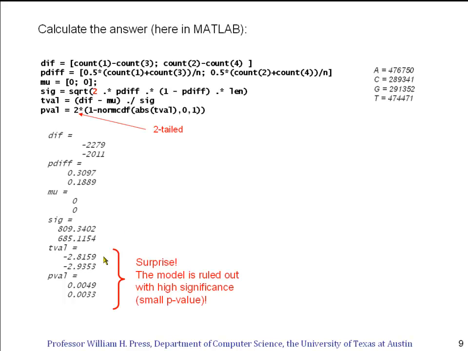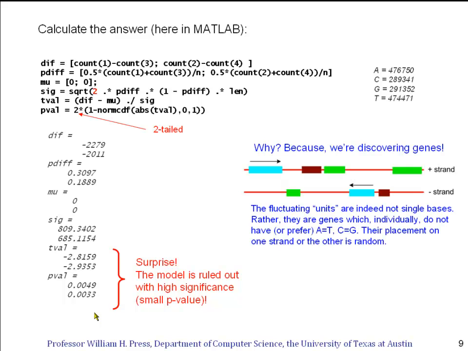Surprise! We find out that the t-values for both the AT and CG cases are actually pretty large, in this case large and negative, and the p-values are therefore quite small, both of them less than 1%. So this model is actually ruled out with high significance, that is to say with small p-values. And it's just not true that statistically there are the same number of A's and T's in the yeast genome chromosome number 4, or the same number of C's and G's. That might surprise you, understanding the underlying biology, but actually this is underlying biology.